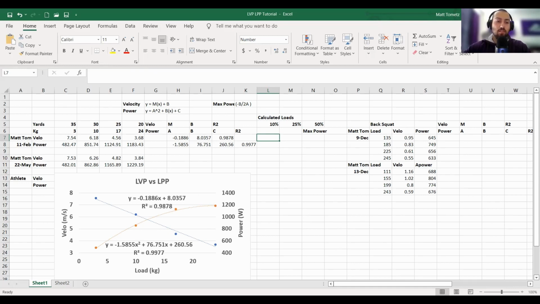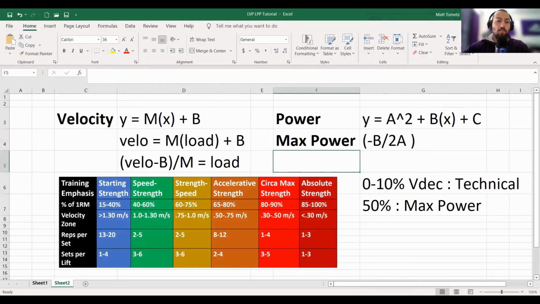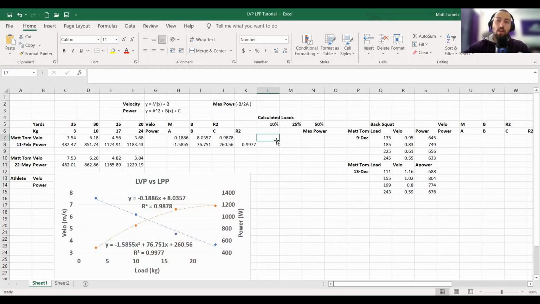So we have our equations. For sprinting, like I said, velocity decrements. If I know what velocity I want to run at, I subtract B, divide by M, and that tells me how heavy to make the 1080 sprint. And this only works if you have technology that in one rep can do velocity and power. You can't mix and match. It has to be the same rep.